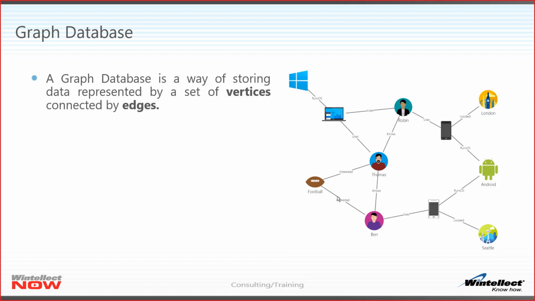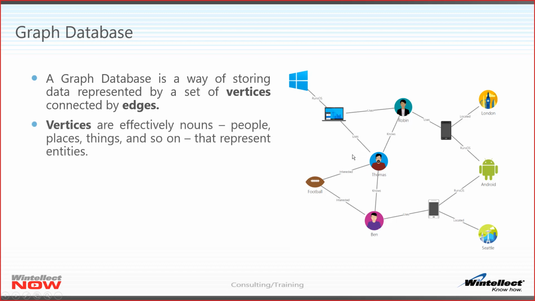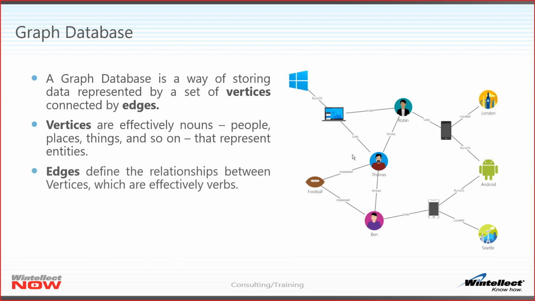So it's vertices and edges. In this case, the vertices are each one of these objects: Robin, Thomas, football, Ben, and the edges are the connections between them. Vertices are essentially your nouns, and your edges are the relationships. These are expressed as verbs. So laptop runs OS Windows. Robin uses laptop. Thomas knows Robin. Robin uses smartphone. Smartphone runs OS Android. So the edges become your verbs, and the actual objects become the vertices.